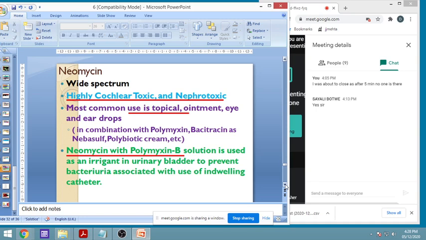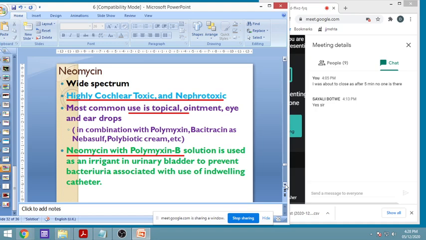These are very popular, and many polybiotic or polyantibiotic creams include polymyxin, bacitracin and sometimes an antifungal. Whenever it is any kind of bigger skin infection, in many cases it is used along with antifungal agents.